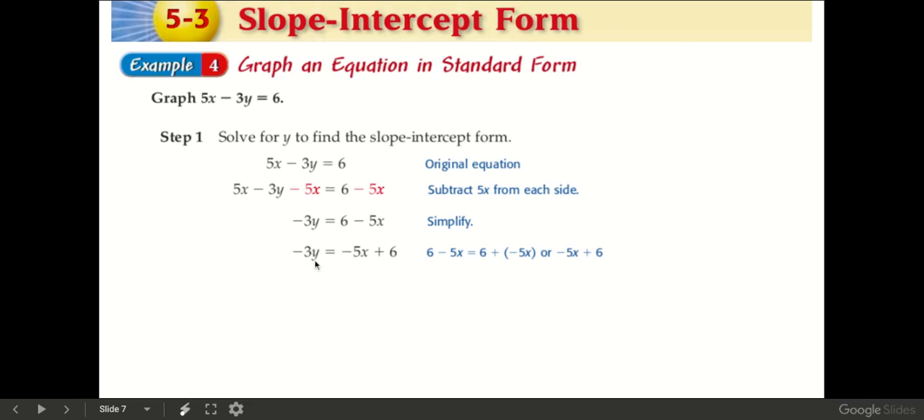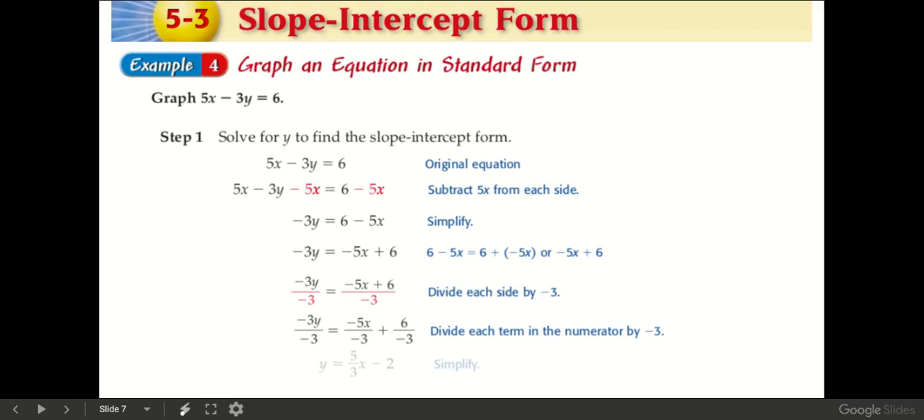So how do I do that? -3 times y, the opposite of multiply by -3 is divide by -3. So when I divide both sides by -3, then I have to simplify. This left side of the equal sign would become y, and then I need to divide both of these by -3, so -5/3 x divided by -3, +6 divided by -3, and then simplify. This becomes y. This can just be simplified as a negative divided by a negative is a positive, so just +5/3x. And then 6 divided by -3 is -2.